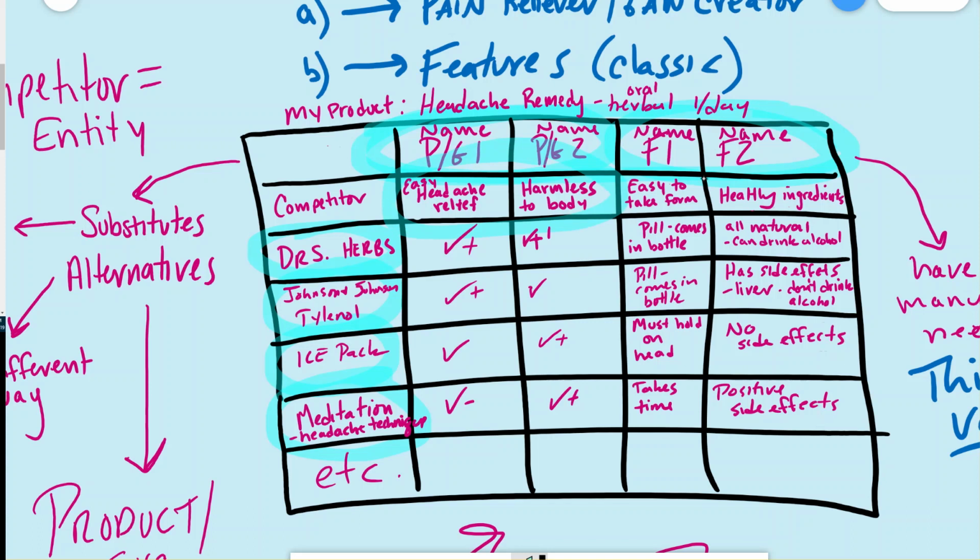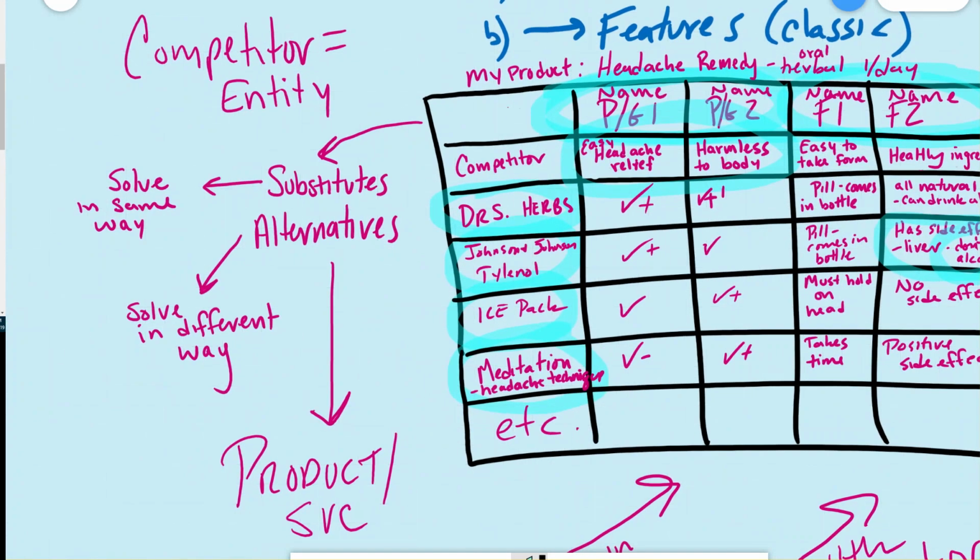So for example, an easy to take form. Dr. S's Herbs comes in a pill, comes in a bottle, same with Tylenol. Whereas with an ice pack, you have to hold it on your head, so it's maybe not so easy, and the meditation takes time and energy to go to the place and do the meditation. And again, healthy ingredients. Mine, all natural. You can drink alcohol with it. Tylenol, there's a slight vulnerability here because you can't drink alcohol with it. No side effects to the ice pack, and there are actually positive side effects for the meditation, which gives that an up. So what we're dealing with here, as you can see, is that we've got substitutes and alternatives.